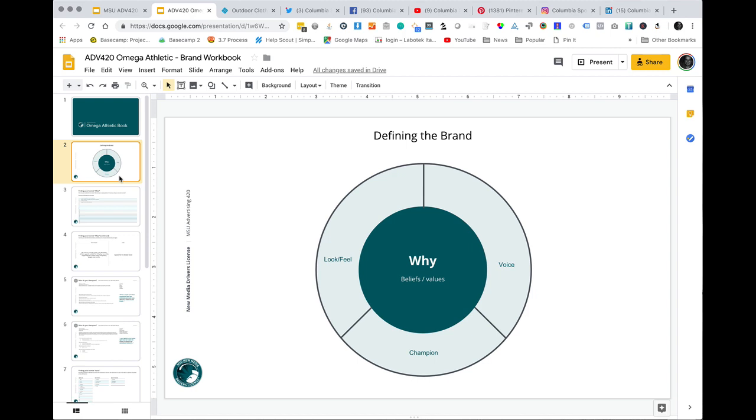Because they've captured this and really well defined the voice and the look and feel, and you've seen it enough times, it becomes automatic. Same with McDonald's. You probably could spot a McDonald's billboard from miles away.